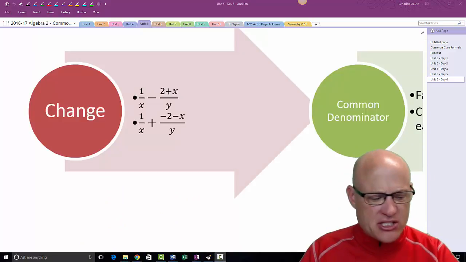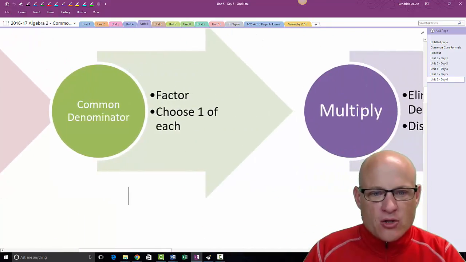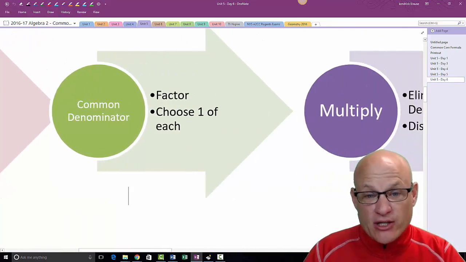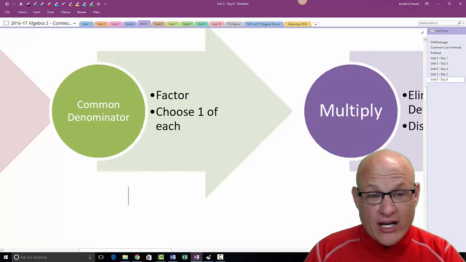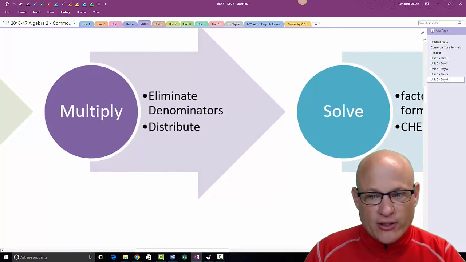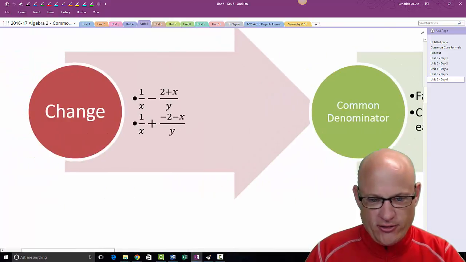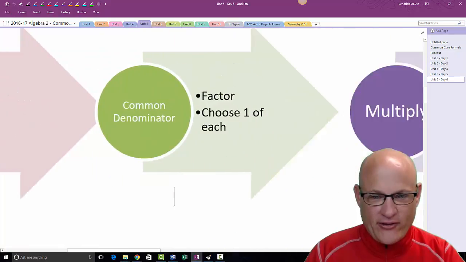All right, so let's go through the steps for when it's a little more difficult. First thing you're going to do is get rid of negatives. We're going to factor and choose one of each for the common denominator. We're going to multiply denominators and distribute, and then we're going to solve. Factor and check.